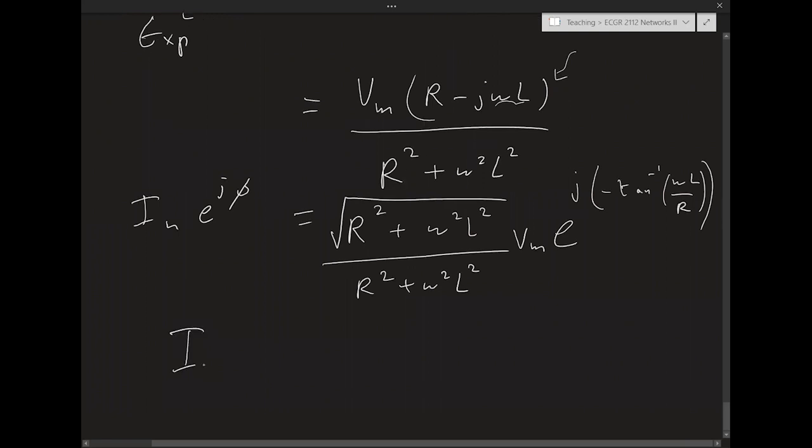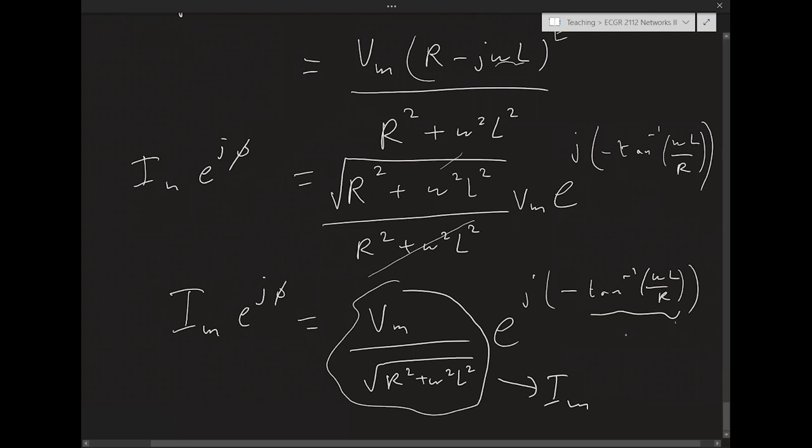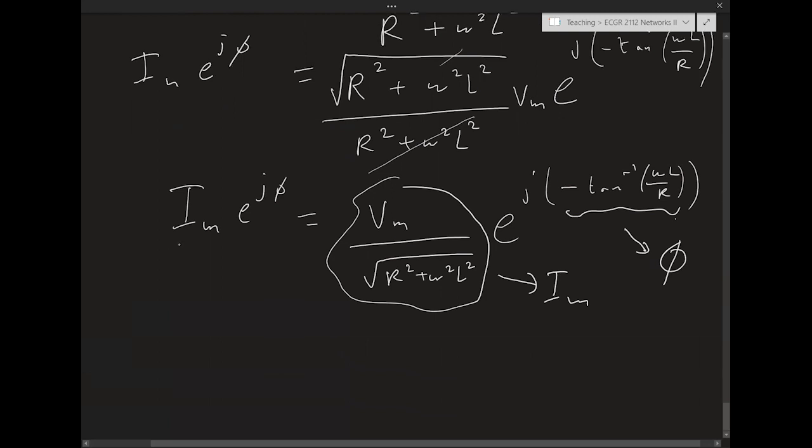So I end up with Im e^{jφ} equals Vm over the square root of R² + ω²L², the square root cancelling with this, times e^{j(−tan⁻¹(ωL/R))}. So this is Im and this is φ. This is the complex response to the complex forcing function.